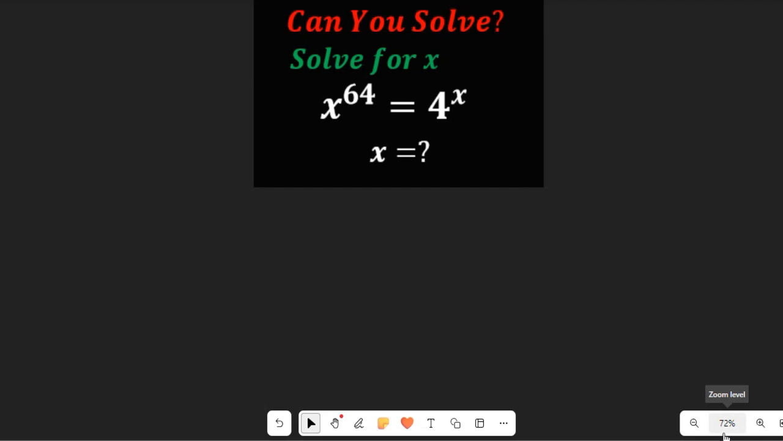So let's learn how to solve for the value of x in this nice exponential problem: x to the power of 64 equals 4 to the power of x.